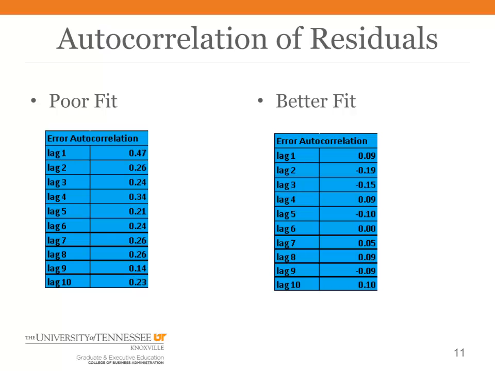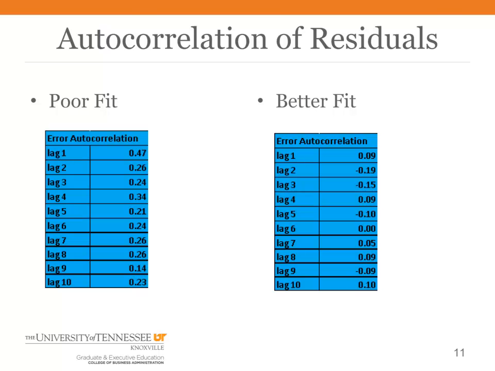You already know what a correlation coefficient is. Suppose we were to compute the correlation coefficient between the errors and the errors that preceded them by one period. That's called the lag 1 autocorrelation. And then I could correlate the errors with the errors that preceded them by 2 periods. That's the lag 2 autocorrelation, and so forth. And if I have a good model, those autocorrelations should be small, and maybe some of them positive and some of them negative.